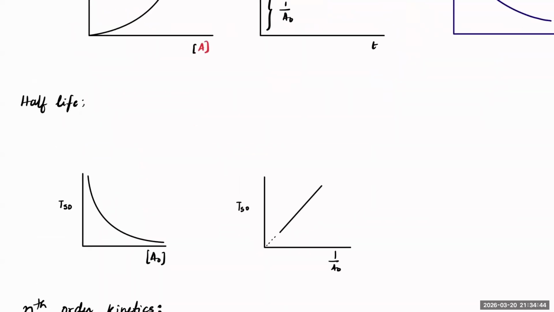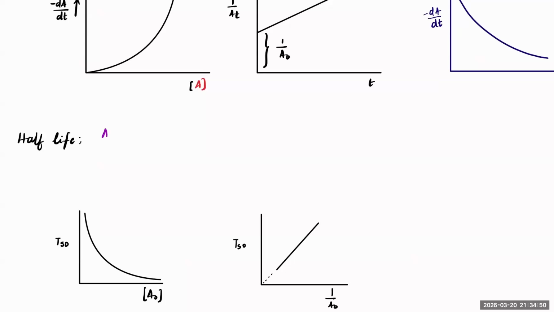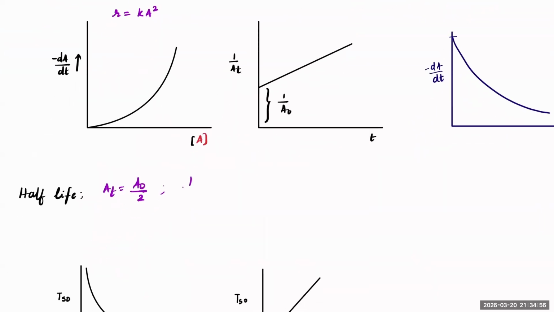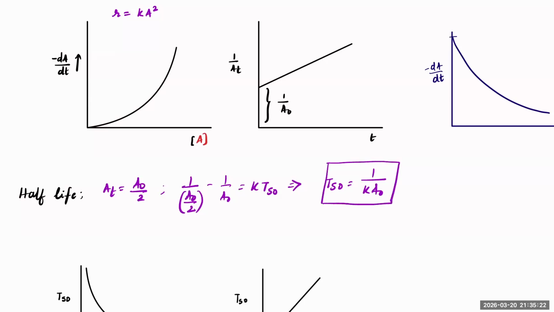Half-life. So if you notice the half-life, T50 is when AT becomes A naught by 2. Then if I substitute that value here, I'll get 1 by (A naught by 2) minus 1 by A naught is equal to K T50. That implies T50 is equal to 1 by K into A naught. Correct? So this will be the half-life for second order kinetics. Clear, everybody?